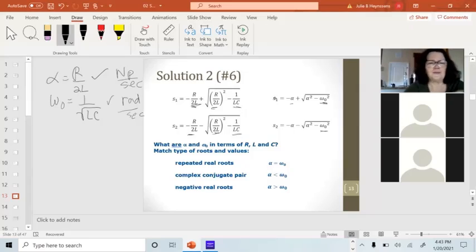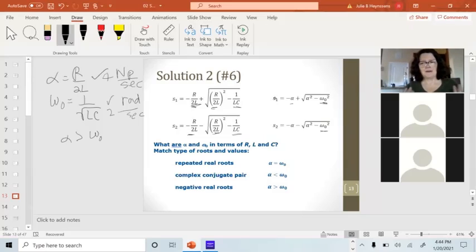And the craziest thing about it is when you calculate alpha, and let's say it comes up to be 4, and you calculate omega naught and it comes up to 2. You're going to ask yourself, what's the comparison between alpha and omega naught? In this case, alpha is greater than omega naught. 4 is bigger than 2. And just forget about the units.